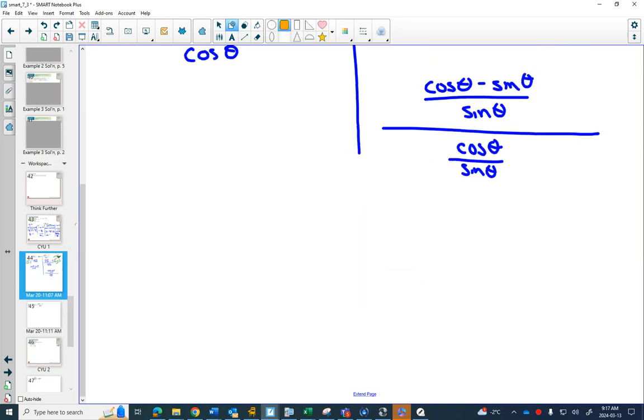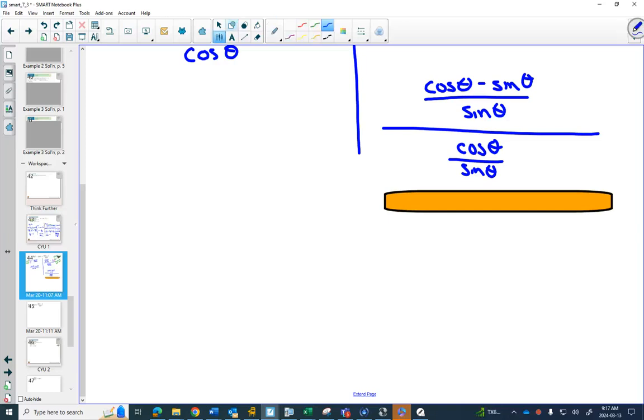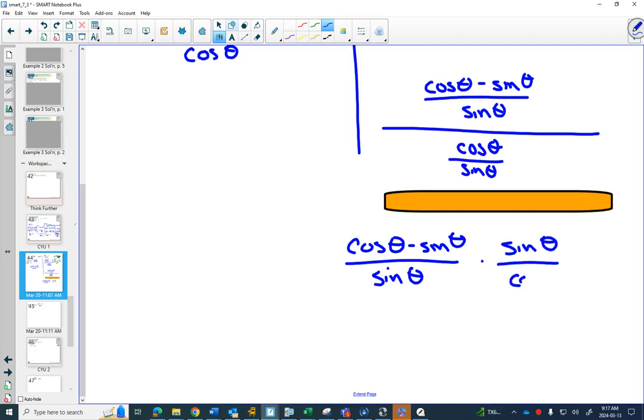So what can I do with this? A fraction divided by a fraction is the same as multiplying by the reciprocal. Cos theta minus sine theta over sine theta multiplied by the reciprocal. Again, a little reminder of things from yesterday. We can simplify if things are multiplied and if factors are identical.